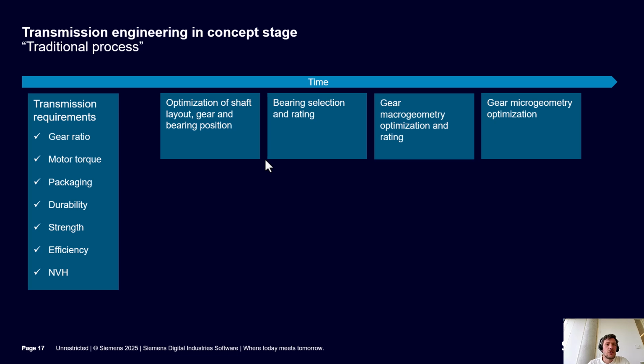So what is the traditional process that we see today for transmission engineering, especially early in concept stage? Typically you start from your transmission requirements, which can be the desired gear ratio, the desired power conditions, and the available space. And typically you then optimize the transmission for certain targets on durability, strength, efficiency, and NVH.